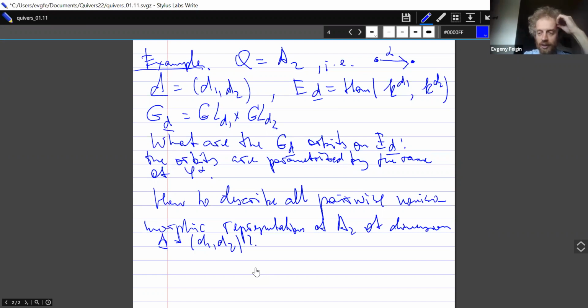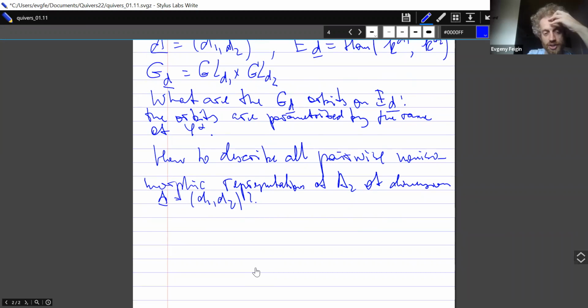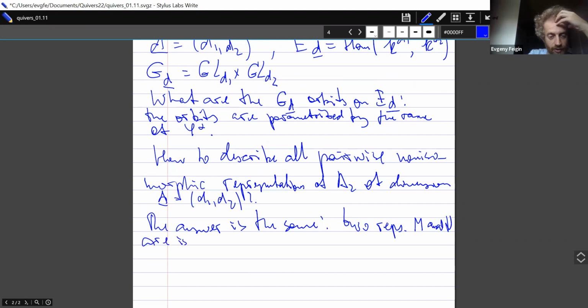Yes, Igor, please. They are isomorphic if and only if they both lie in the same orbit, and that orbit is just all maps of fixed rank. Yeah, you're right. So actually the answer is the same. We'll prove in a minute this in the general situation, but let us say the answer is the same. Meaning that two representations M and N are isomorphic if and only if rank of phi M alpha equals the rank of phi N alpha. So that's very easy to prove here.